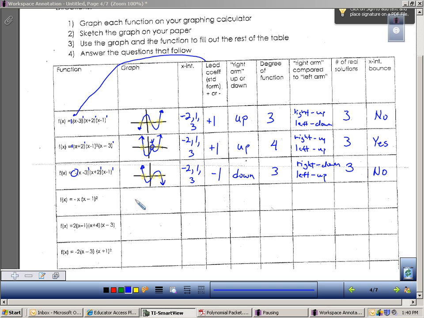Those are things that after filling out the rest of the table, you will start seeing patterns, and eventually, the whole goal again of this whole section is to be able to take one of these and sketch it without our calculator. And when you're done filling out this packet, that's something you will be able to do. All right, so you can get going on that packet then.